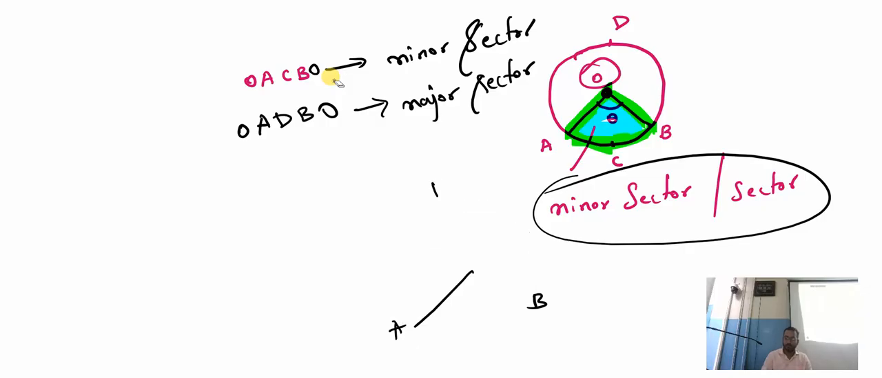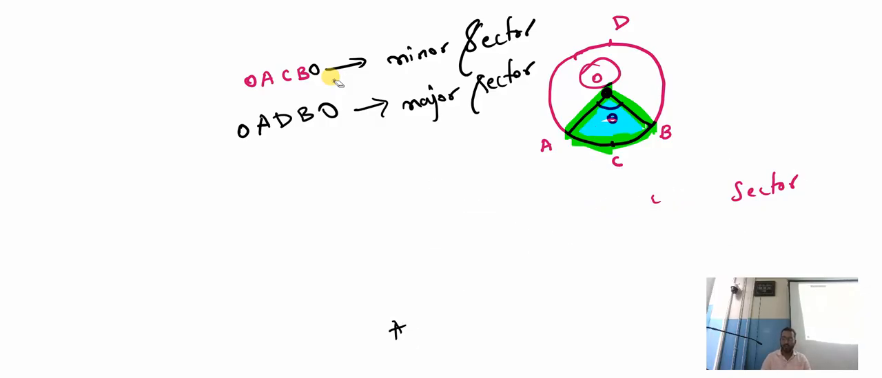Now, copy down this figure. Just copy down this figure, don't write anything. Just copy down this circle. Draw O, point out O, and draw OA, B, C, D as it is. Write down below this figure.